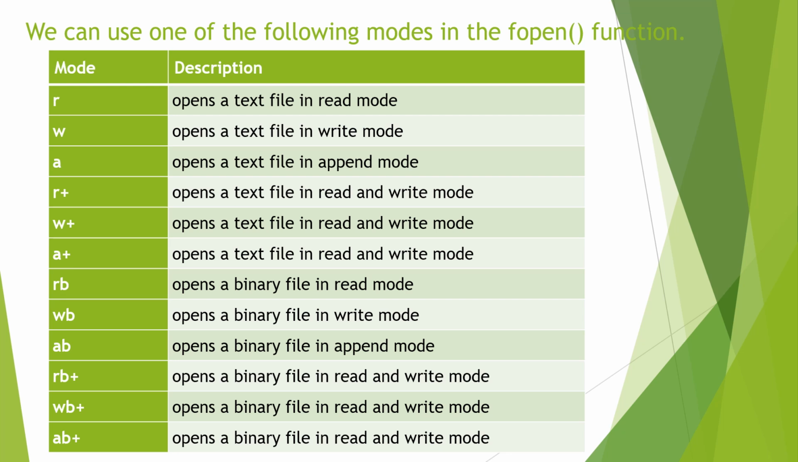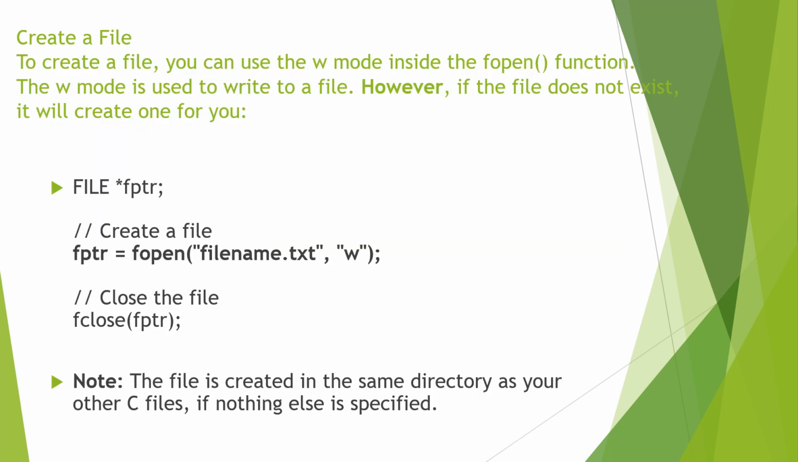rb for opening a binary file in read mode, wb for opening a binary file in write mode, ab for opening a binary file in append mode, rb plus opens a binary file in read and write both mode. wb plus for read and write both mode of a binary file, and ab plus opens a binary file in read and write both mode. Now let us take an example.